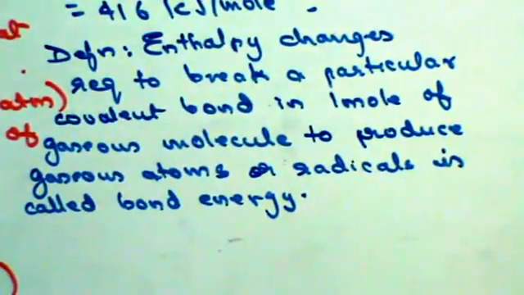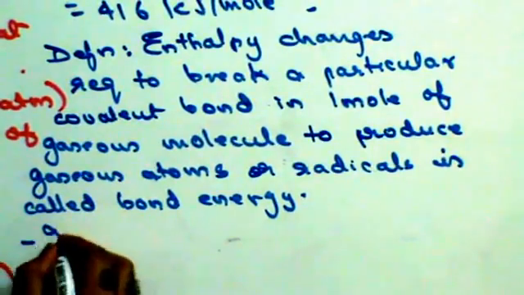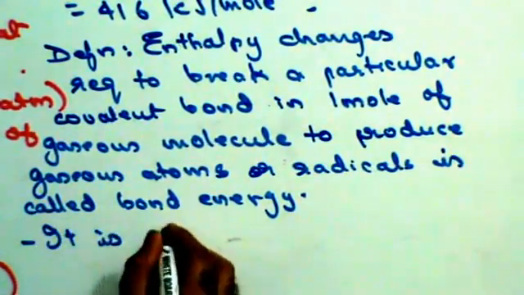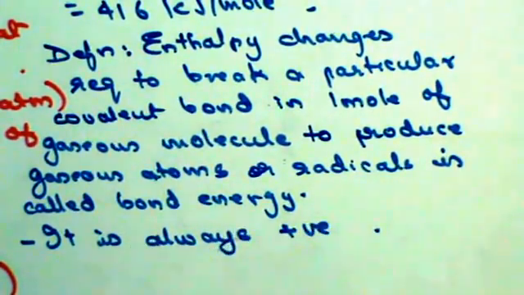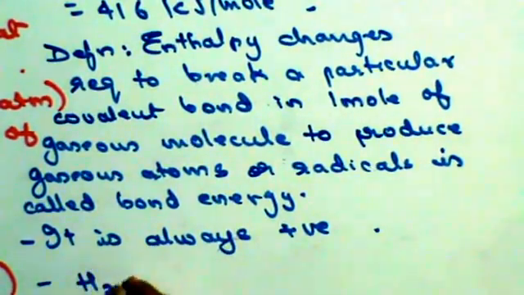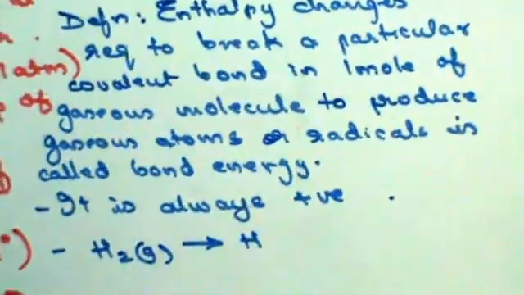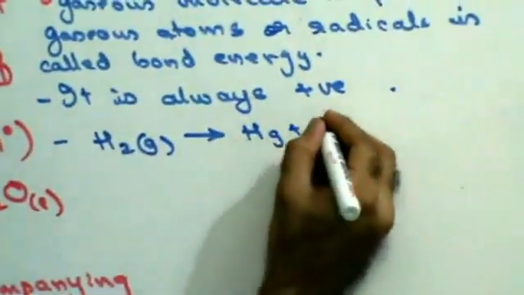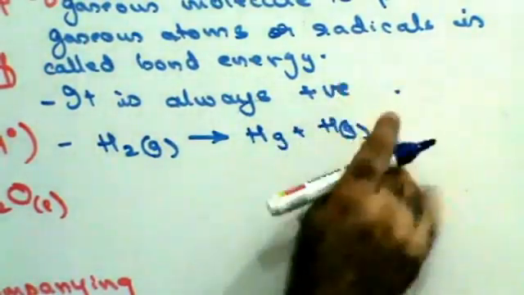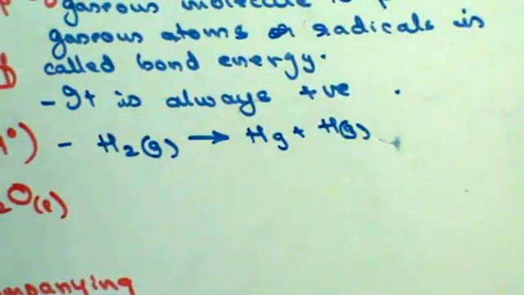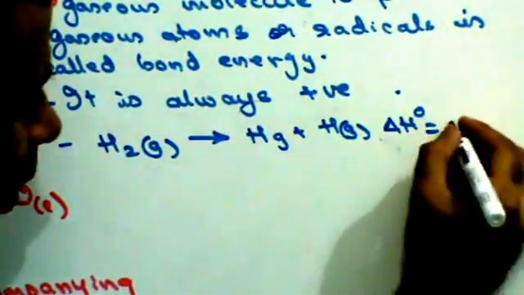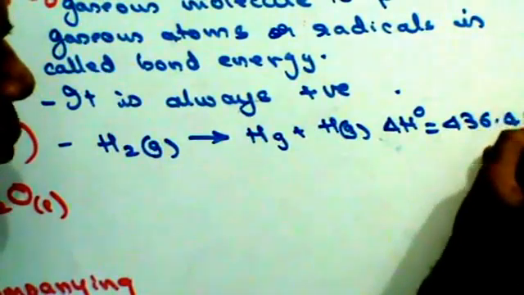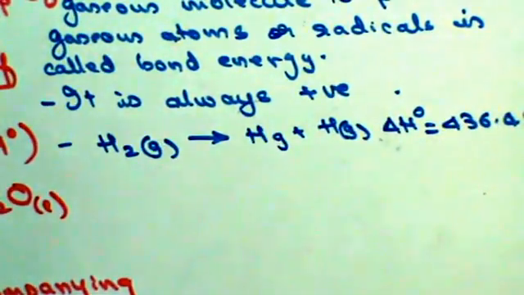Fine. Now, one thing that you have to know about bond energy is that it is always positive. Bond energy is always positive. For example, suppose I have hydrogen gas and I split it up into hydrogen atoms, then the amount of energy would be called your bond energy. Here your delta H bond energy is 436.4 kilojoules. That would be my bond energy, right?